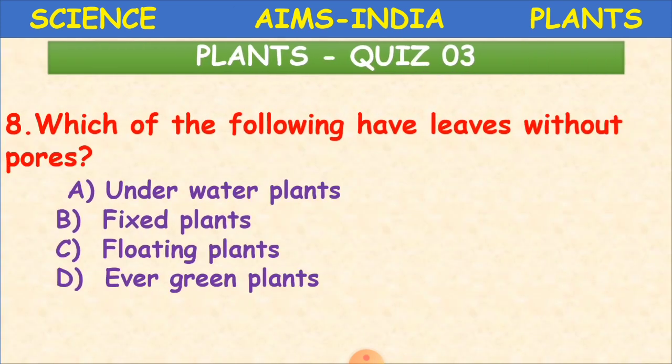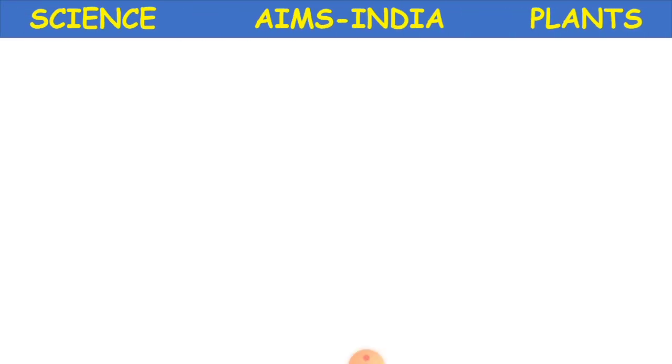Which of the following have leaves without pores? A is underwater plants, B fixed plants, C floating plants, D evergreen plants. Answer is underwater plants. As we learned, underwater plants do not have pores, and they have a delicate, flexible stem. Okay, clear, children? Now, the next question for you.